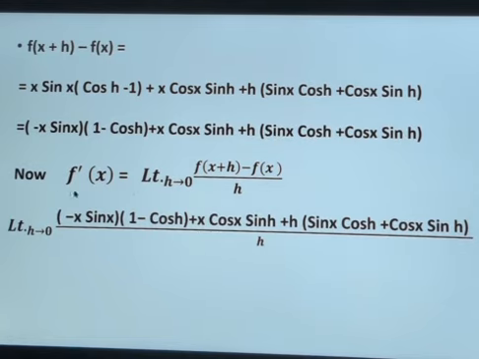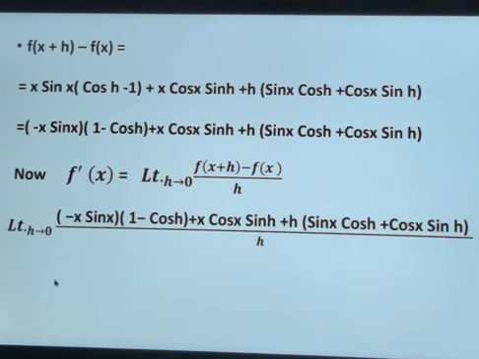Now f'(x), that is equal to limit h tends to 0 of (f(x + h) − f(x)) over h. Now substituting the values of f(x + h) − f(x), so we get limit h tends to 0 of (−x sin x (1 − cos h) + x cos x sin h) over h, plus h (sin x cos h + cos x sin h) over h.